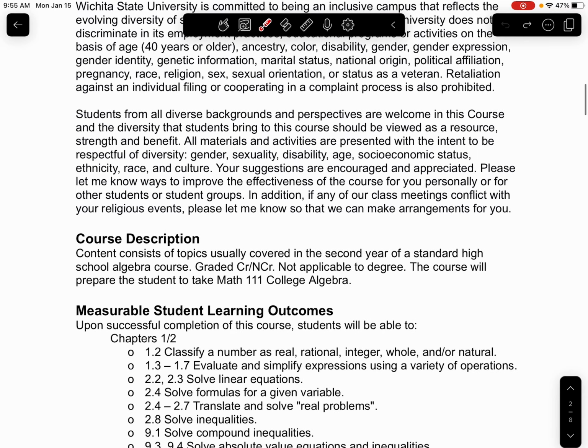Now, this does not affect your GPA in any way that I'm aware of. It may affect scholarship stuff or financial aid, but it does not affect your GPA. So whether you pass or fail, it has no positive or negative effect on your GPA. It just means that you've received credit for the class, or it means that you haven't received credit for the class. That's all that it's saying.